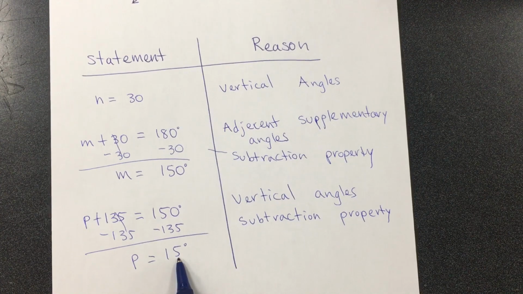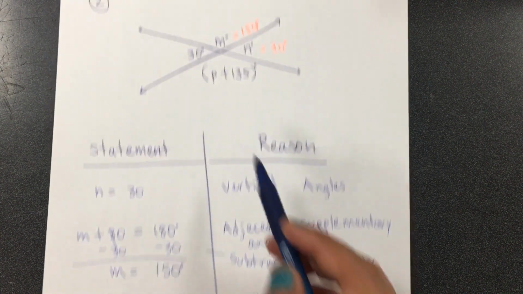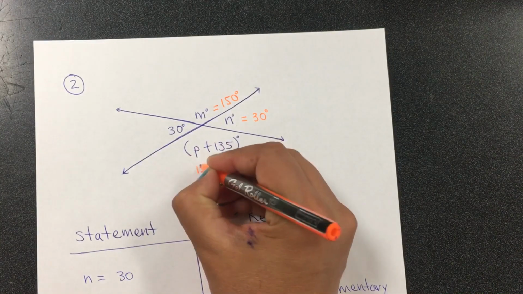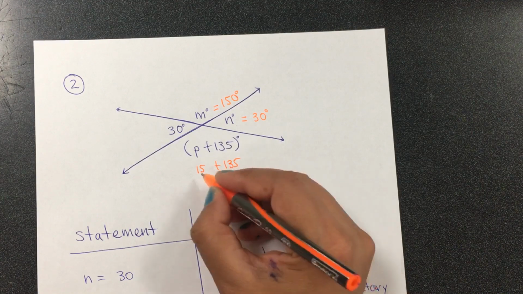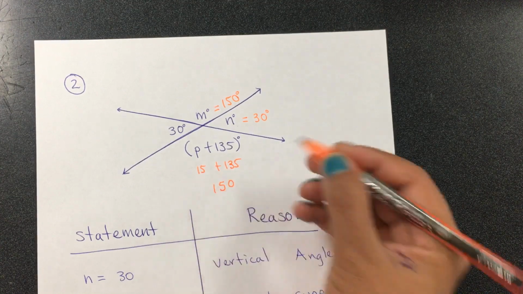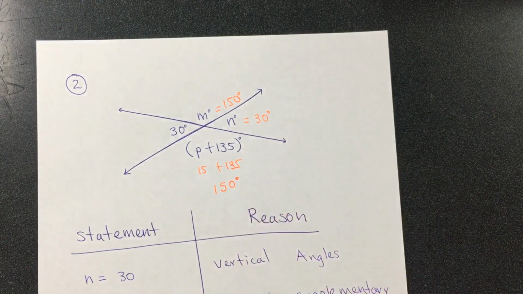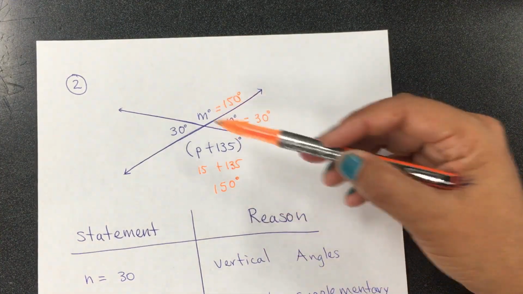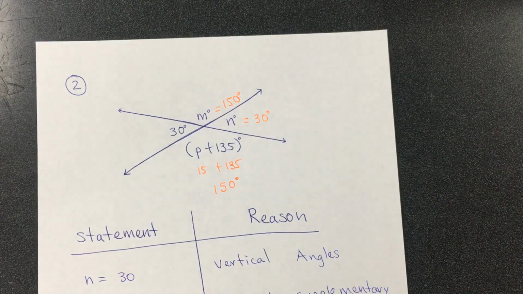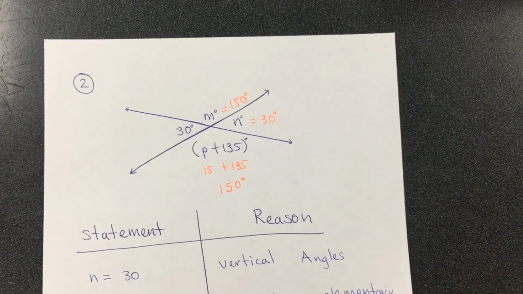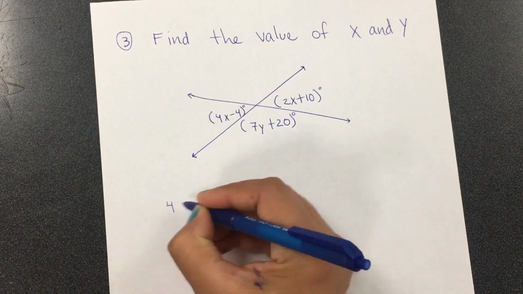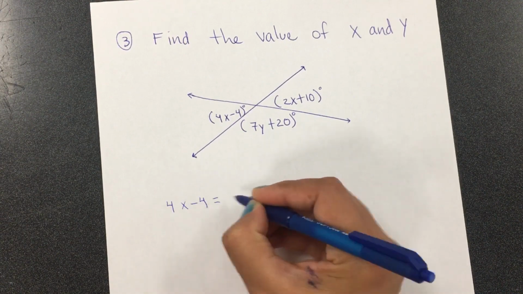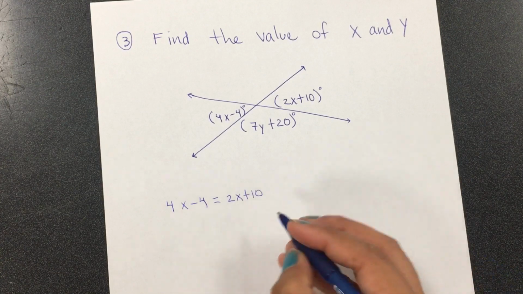And if we replace it, let's replace 15 in P here. So 15 plus 135, 5 and 5 is 10, carry 1, 3, 4 and 1 is 5. And so you can see that it is 150 just like the other, which is M, and so they are vertical to each other, and therefore they are congruent. Okay? We know that these are vertical, they're right in front of each other, so they are equal to each other. So it's 4x minus 4 is equal to 2x plus 10.